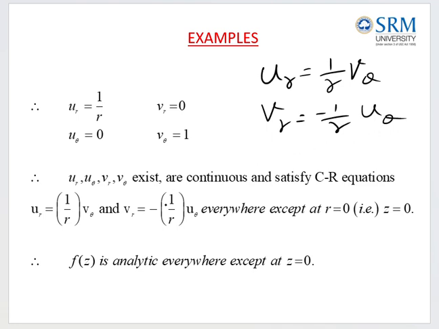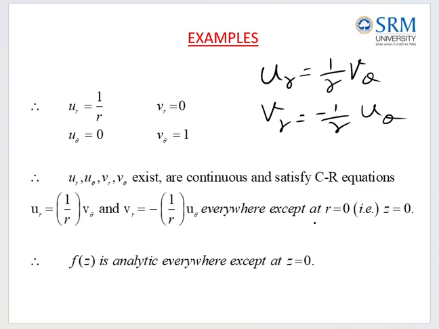So I need to check whether it satisfies. u r is equal to 1 by r v theta. v theta is 1, so both left hand side and right hand side are equal. Similarly, v r is 0, so u theta is also 0. Therefore, this also is getting satisfied. But as 1 by r is there, this exists only provided r is not equal to 0. If r is 0, then it will become undefined. So the CR equation is satisfied everywhere except at the point r is equal to 0.